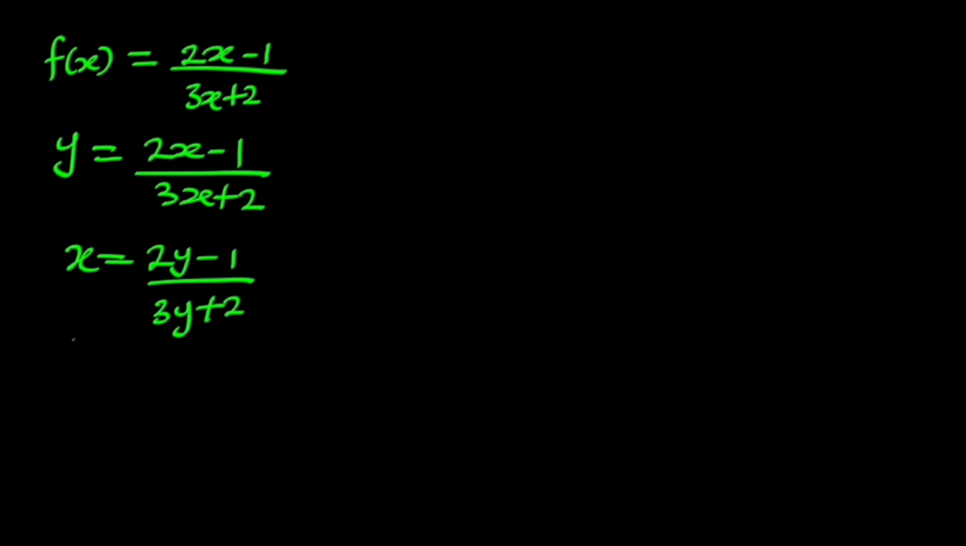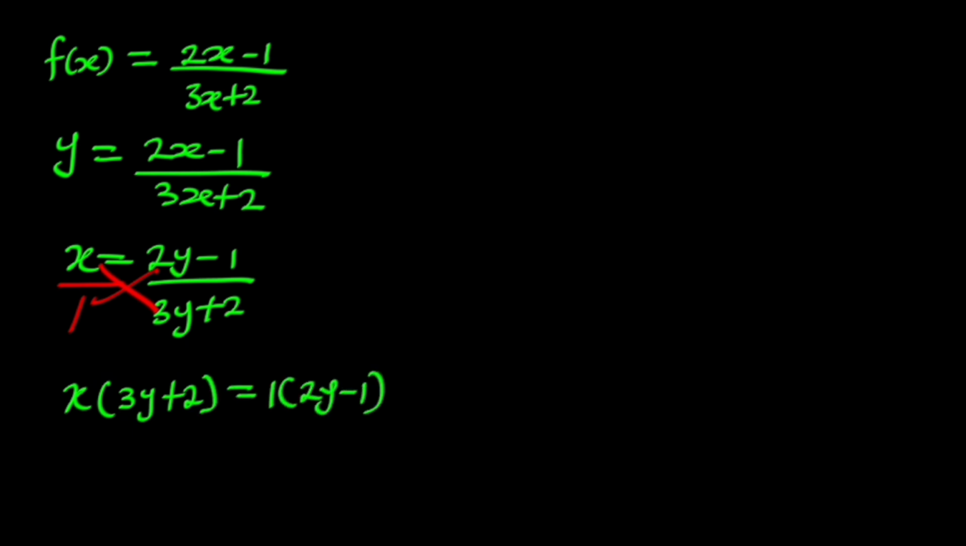To achieve this we cross-multiply to have x times 3y plus 2 equals 1 times 2y minus 1. Next, we open the bracket. On the left side we have x times 3y, which is 3xy, and x times plus 2, which is plus 2x, equals 1 times 2y, which is 2y, and 1 times minus 1, which is minus 1.